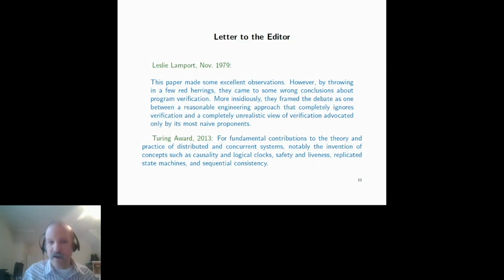They're not saying exactly who these naive proponents are. We'll come back to that. Lamport did make significant contributions to program verification. Again, they are not mentioned in his Turing Award citation, which was really about distributed systems.